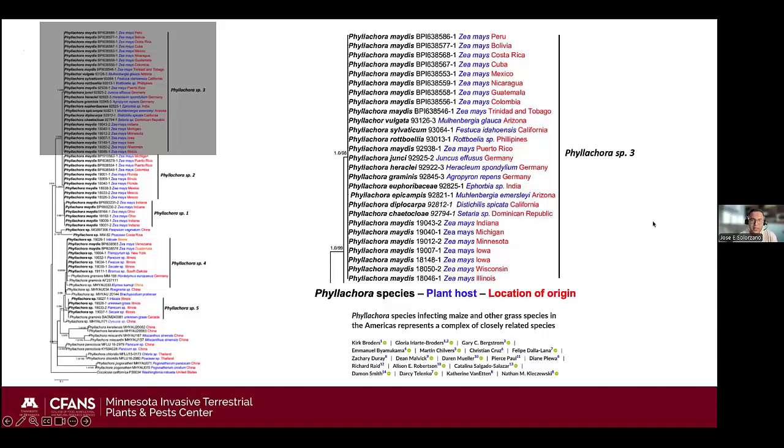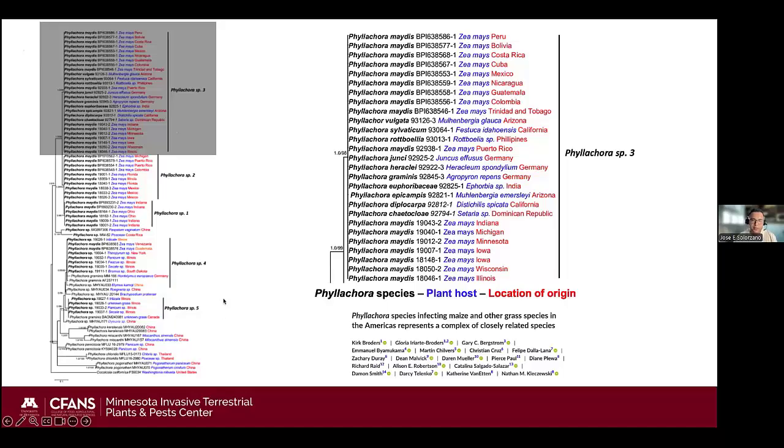So Brothers et al. say that there might be more than one Phyllachora species associated with corn, and based on this analysis, they indicated that there might be 3 to 5 Phyllachora species associated with corn. And they delimited them by the clusters that were formed from this analysis. You see the 5 clusters here, 1, 2, 3, 4, and 5, and they named them from 1 to 3, and then 4 and 5.